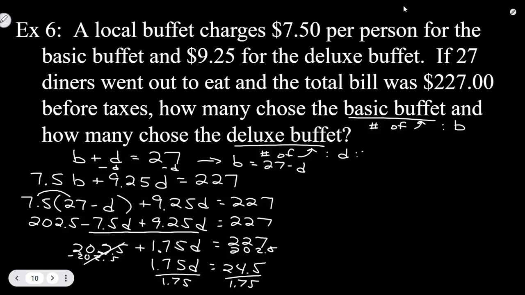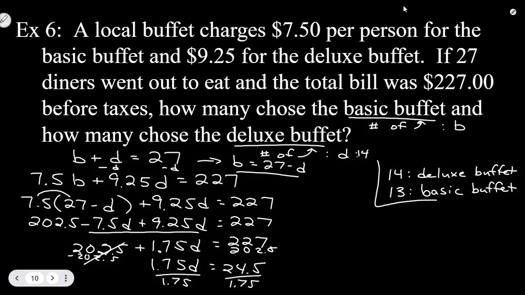Remember what D stands for? Number of people who ordered the deluxe buffet. And we can just subtract, probably in our heads, 27 minus 14 from this right here, and we get 13. So what does that mean? 14 deluxe buffets and 13 basic buffets. And that is our answer to the question. How many people chose the basic? 13. How many chose the deluxe? 14. Which would you choose?